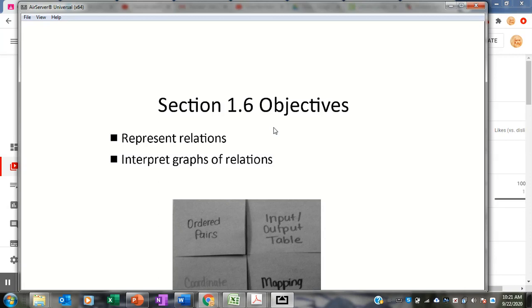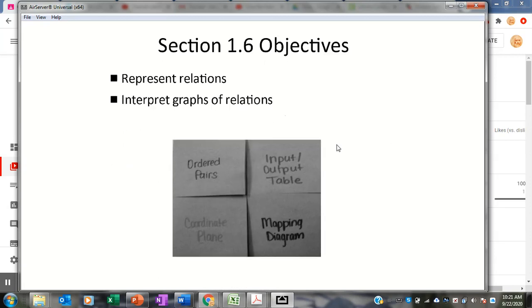Today we are going to start into Chapter 1, Section 6. And so the two things that we're going to cover in here, the objectives, are going to be representing relations. So I'm going to show you how to represent a mathematical relation, and then how to interpret graphs of relations. That's what we're going to do in the second video of this.